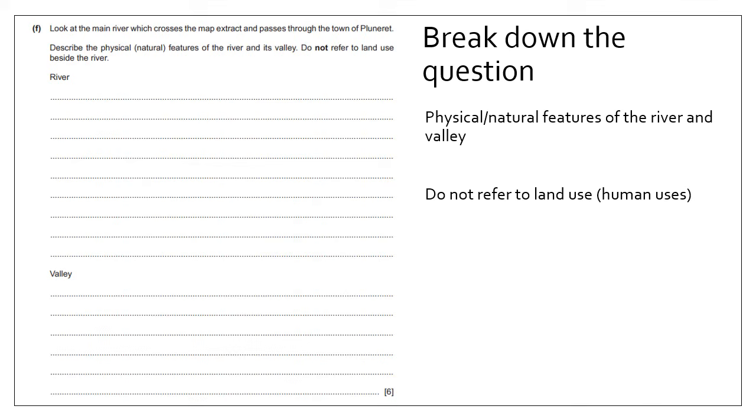So if you know what the physical features of the river are and what we mean by that for a valley, skip a little bit, wind a little bit forward onto the questions. If not, sit back and just have a recap. Just to recap, we're looking at as many different features as possible. Here it is 6 marks, so we're looking at 6 different features. Realistically, you should try for at least 3 features for each one.